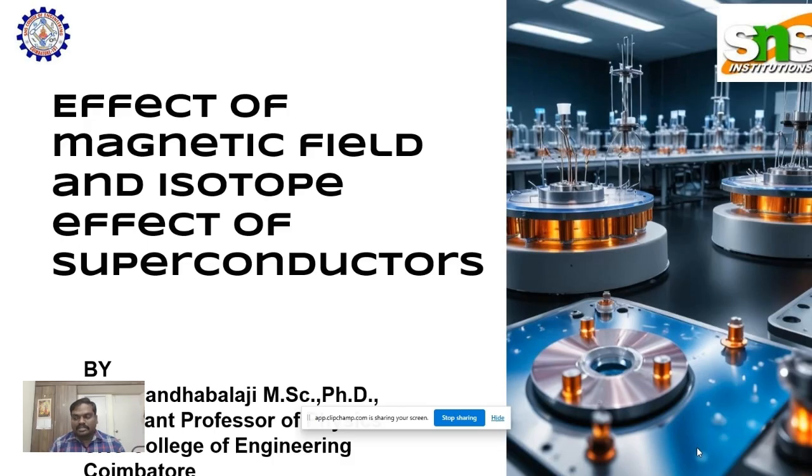Superconductors are materials that can conduct electricity without resistance. But what happens when you add a magnetic field or change the atoms inside them? Today we explore two fascinating aspects: magnetic field effects and the isotope effect in superconductors.